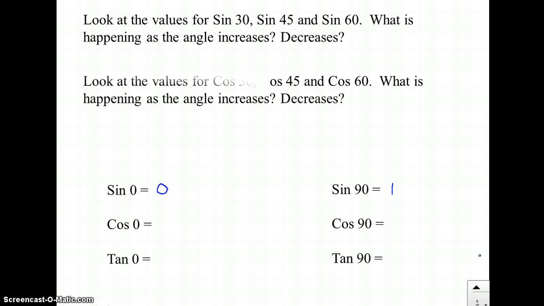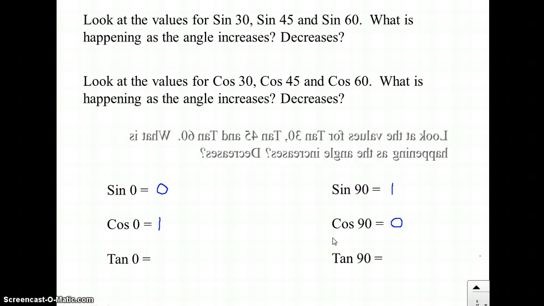What happens to cosine? Well, if you look at cosine, the cosine of 30 is larger than the cosine of 45, and that's larger than the cosine of 60. So as my angle increases from 0 to 90, the value of the cosine ratio actually decreases. So the cosine of 0 has a value of 1, and the cosine of 90 has a value of 0.